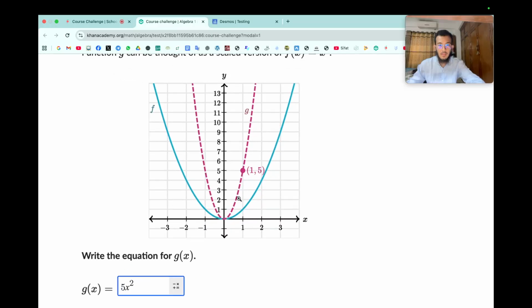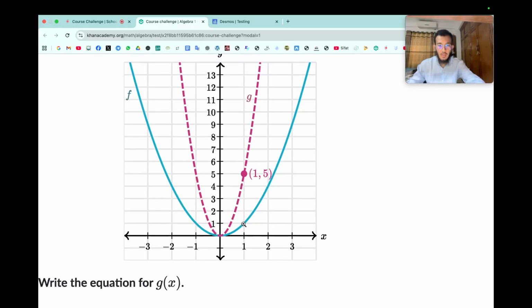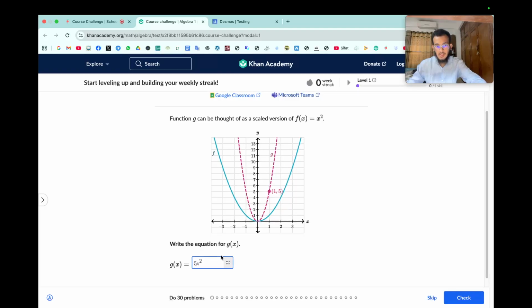So if we multiply each coordinate by 5, we would get the answer. For y it was 1 for f, but now for g it is 5. So basically you're multiplying by 5. So this is the equation for g(x).